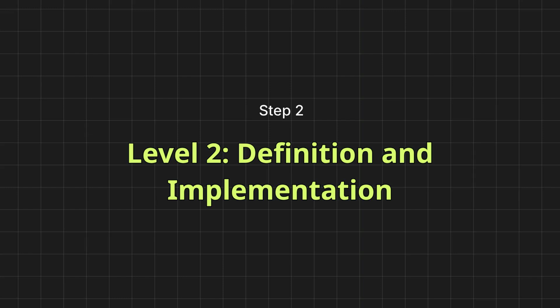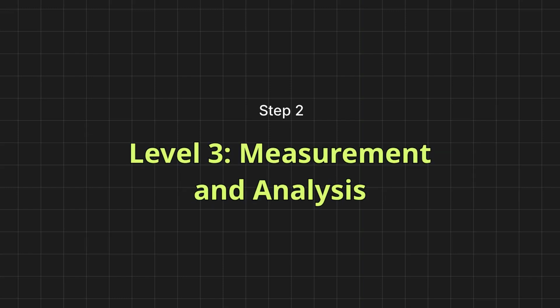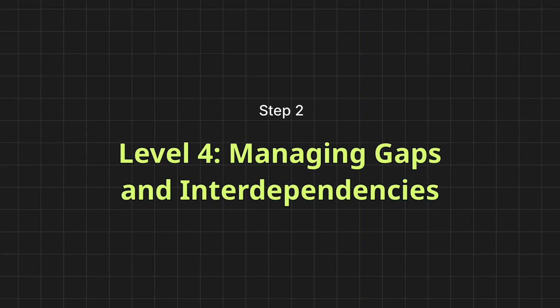Level 3, measurement and analysis. Performance data is collected from various sources, for example, monitoring and forecasting systems, enabling the team to analyze results and make data-driven adjustments. Level 4, managing gaps and interdependencies. The team becomes capable of handling complexity and uncertainty, especially when managing interrelated tasks across concurrent projects.